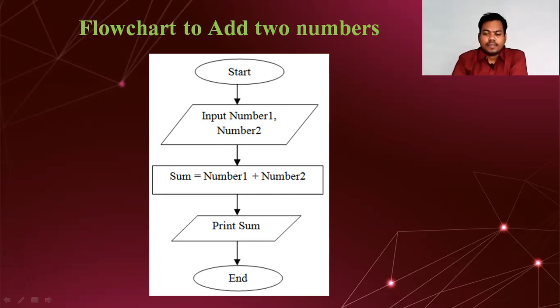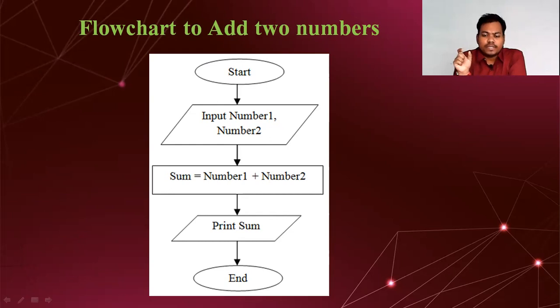Then the rectangle. Here the process is going on: sum equals number one plus number two. These two numbers will be added and stored. The value of the answer will be stored inside the sum variable, right? So this is the process step. And then again a parallelogram, input or output. Print sum means this is the output. You are printing the output.